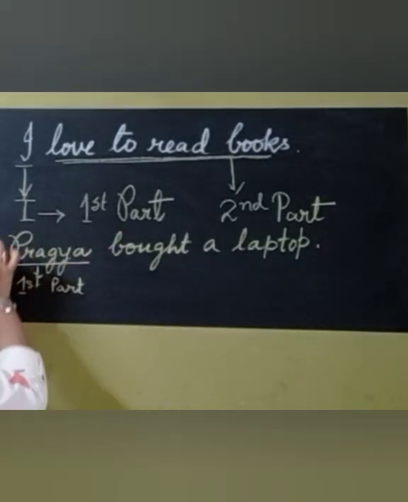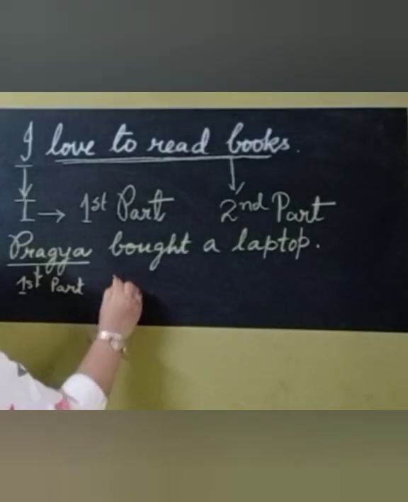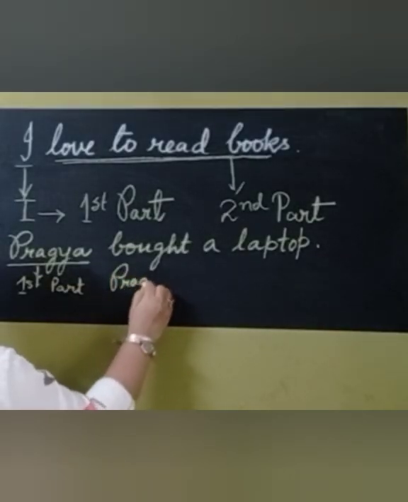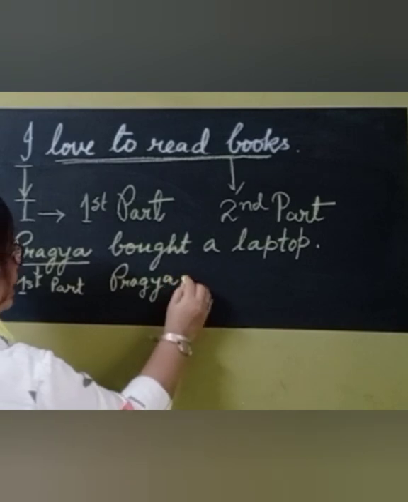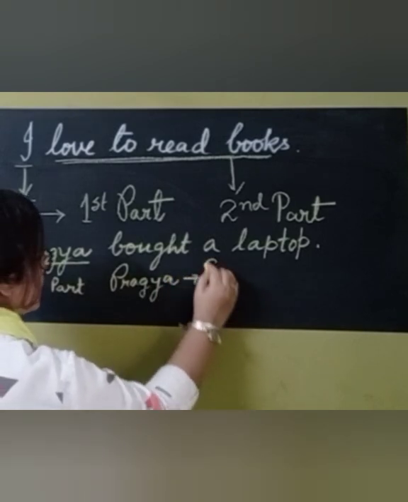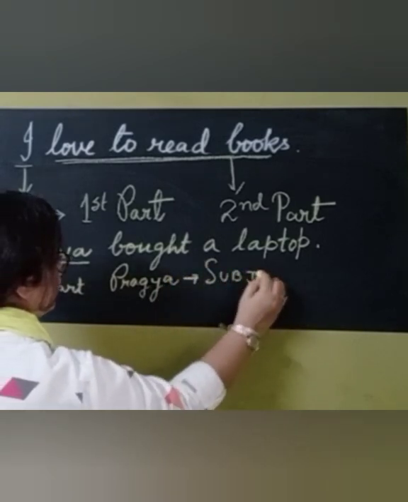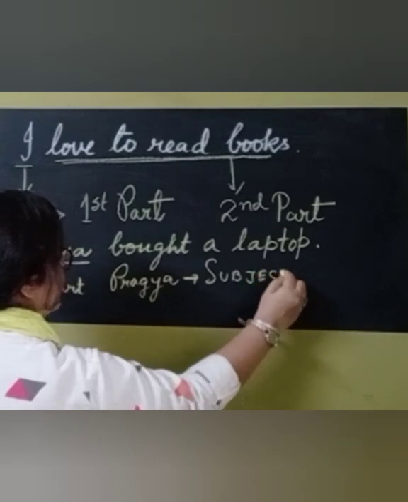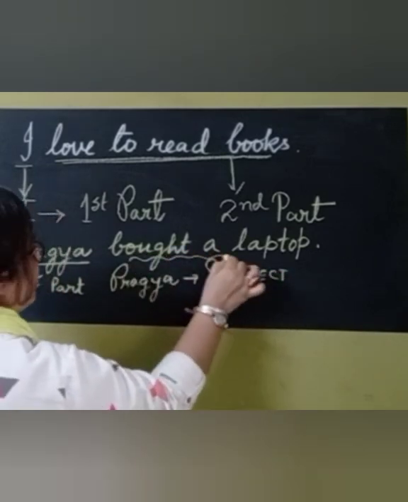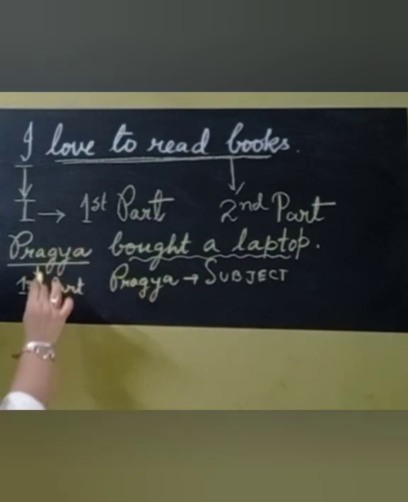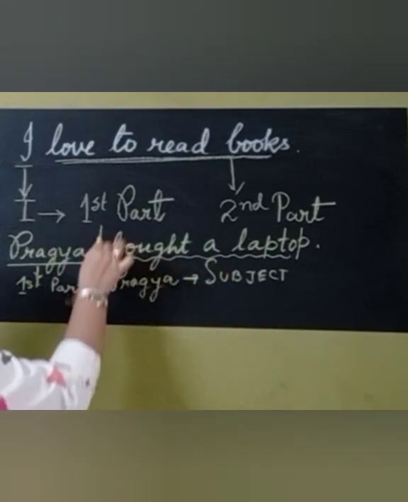Children, to identify the subject, it is very important for us to read the sentence and ask what is the sentence about. That means what is the verb part talking about. So the verb part, bought a laptop, is talking about Pragya. Here, Pragya is the subject.